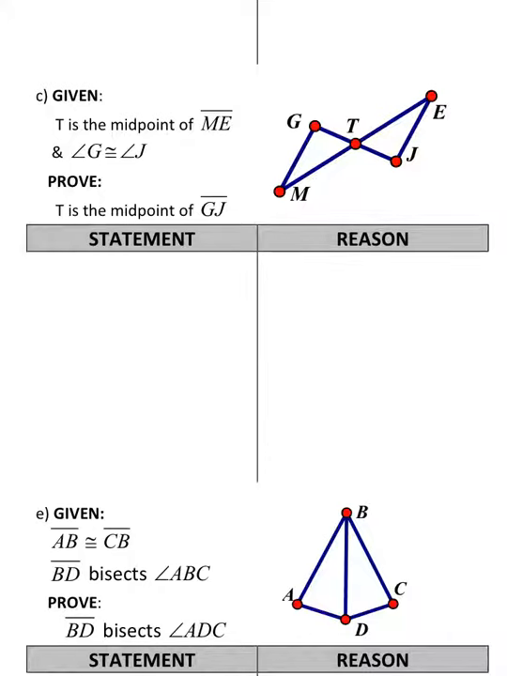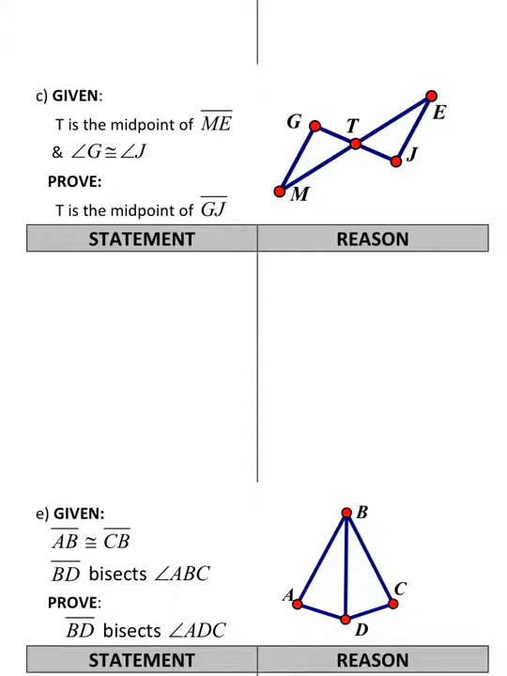Alright guys, I'm going to walk you through one of the proofs from the 8.4 worksheet. This is letter C. We are given T as the midpoint of line segment ME, and we are also given angles G and J are congruent, and we'd like to show T is the midpoint of GJ.